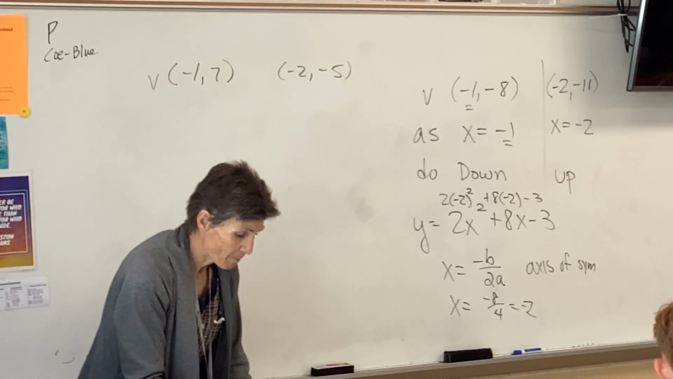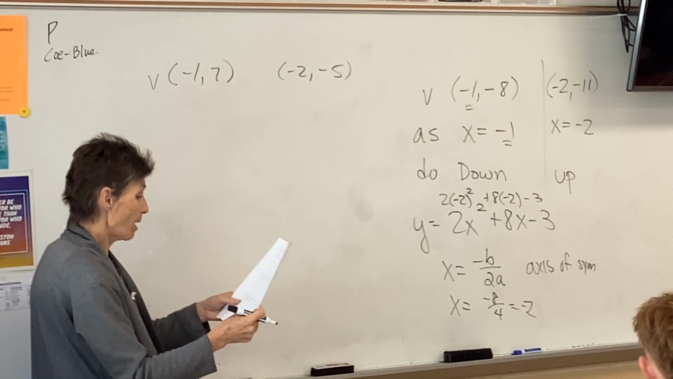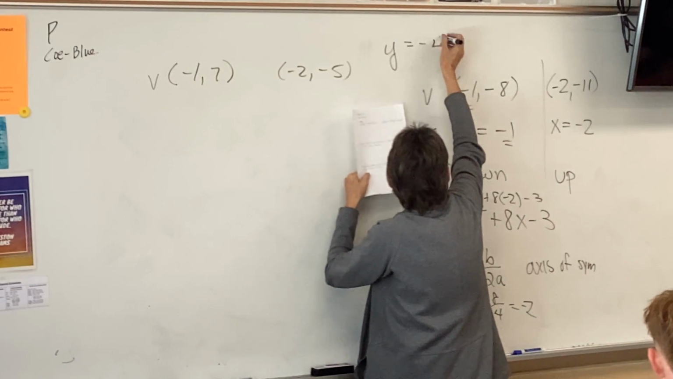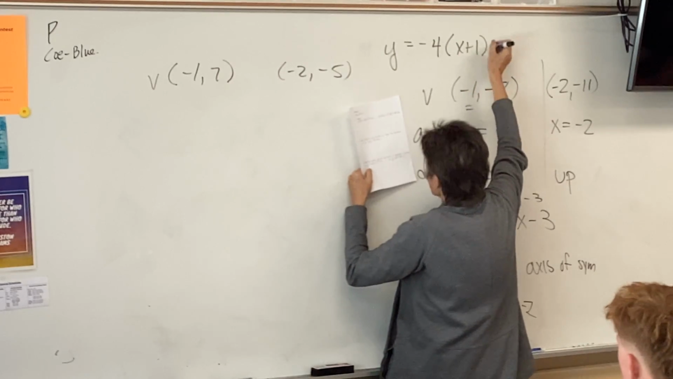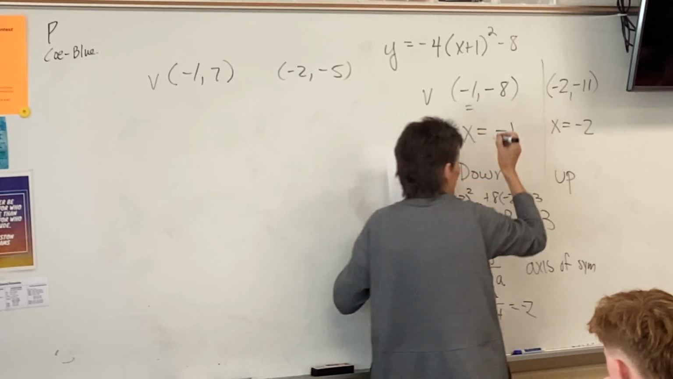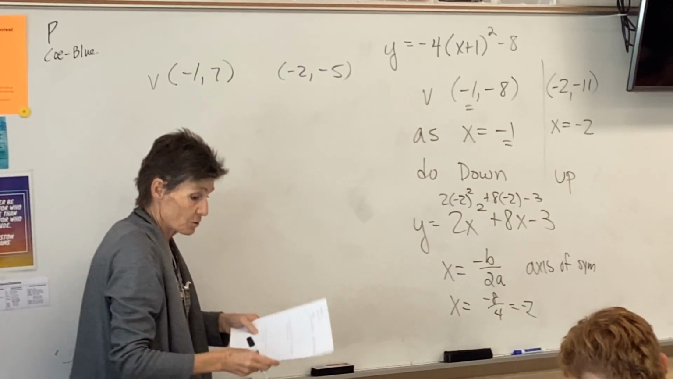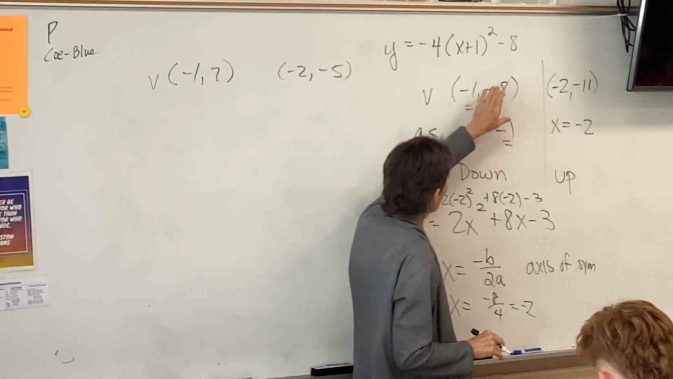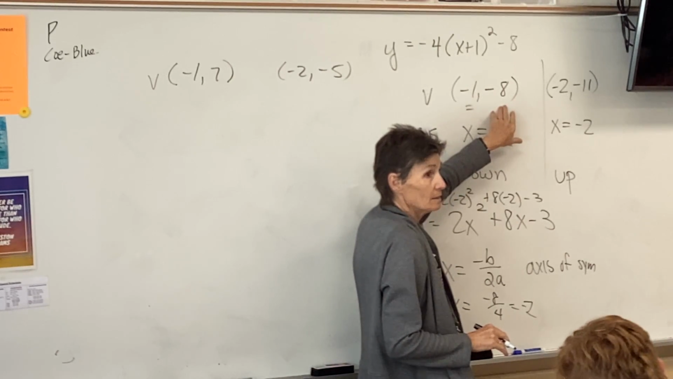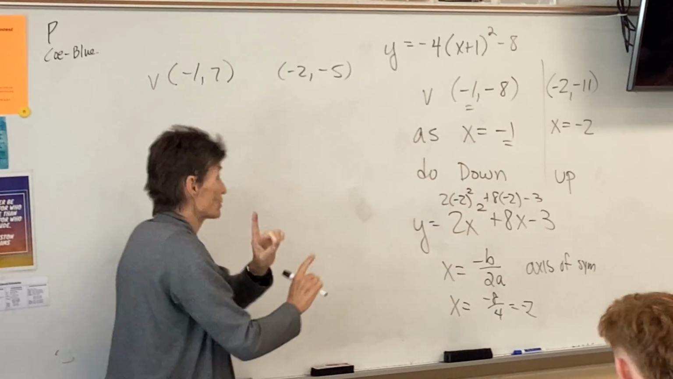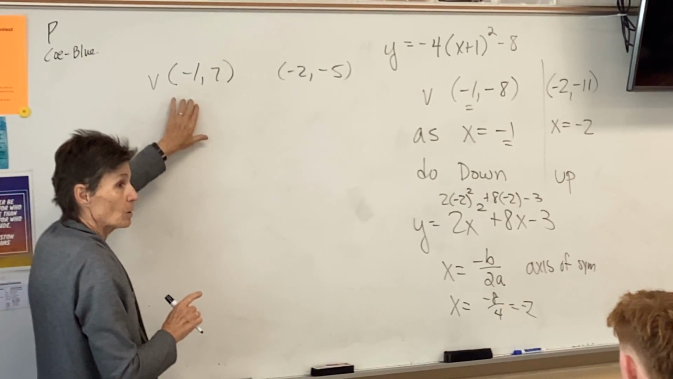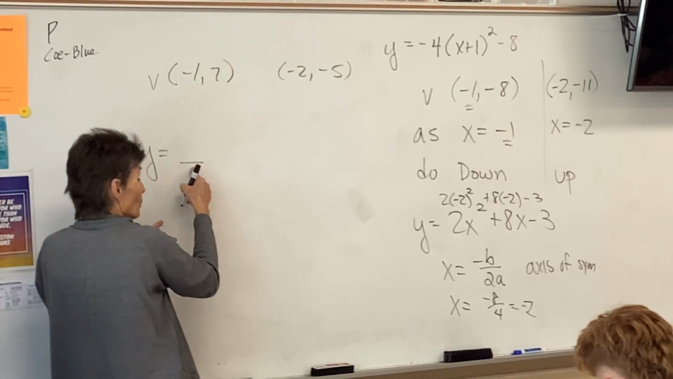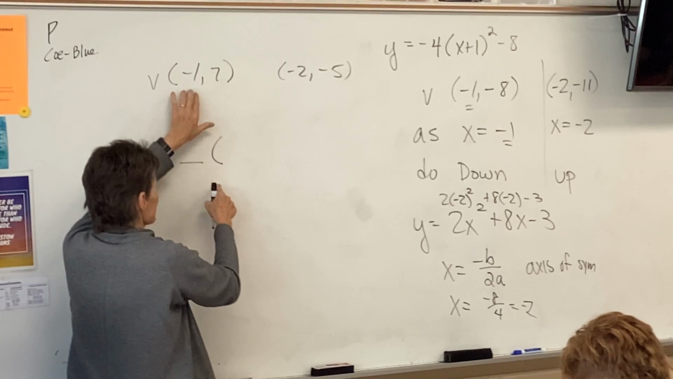Now I want you to look back at problem 3A. Problem 3A was in vertex form. So we could look at it and see our vertex was -1, -8. Now I want you to do this backwards. Here's your vertex. What does that tell you about your equation? Y equals, I don't know what that number is, but I know in the parentheses I have what?